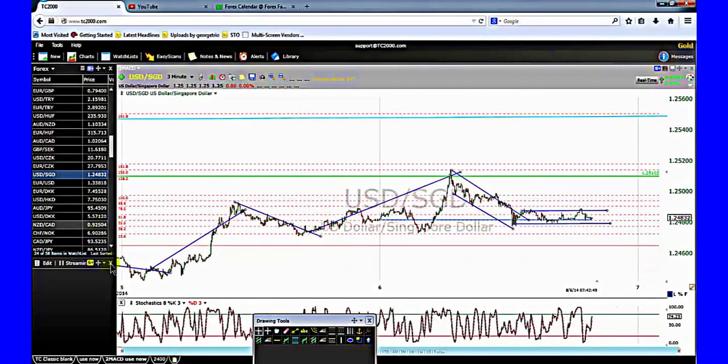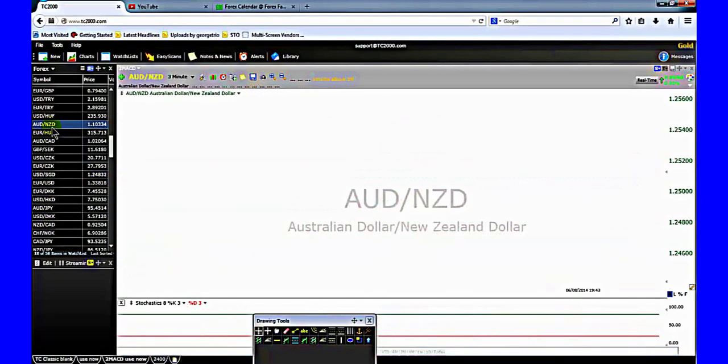All right. So now I leave this one like this. I'm looking for the Australian dollar, New Zealand dollar currency pair. Where is it? Here it is.